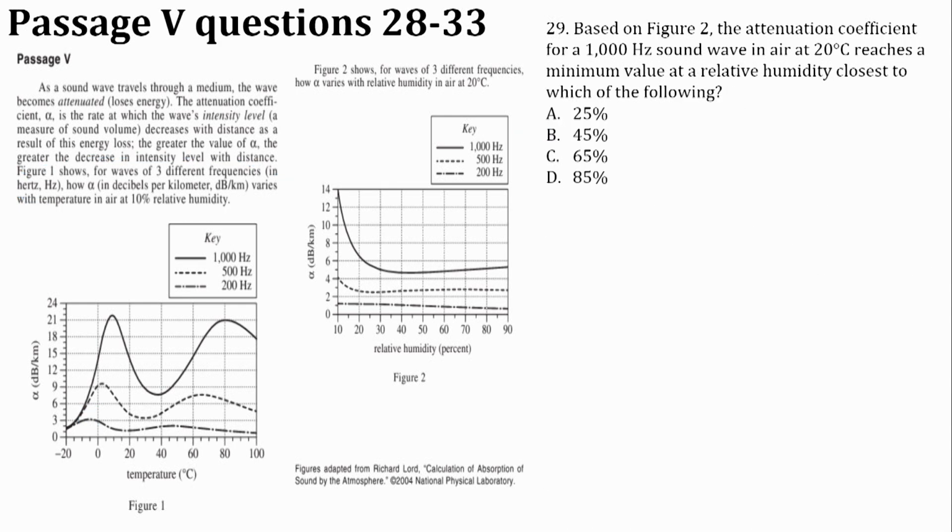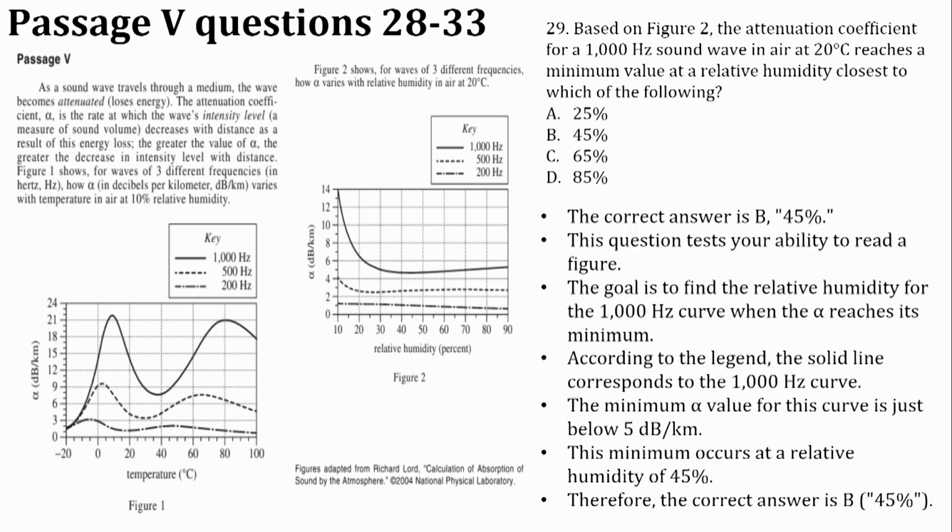Here's 29. 29 says, based on figure 2, the attenuation coefficient for a 1000 hertz sound wave in air at 20 degrees Celsius reaches a minimum value at a relative humidity closest to which of the following? The correct answer here is B, 45%.